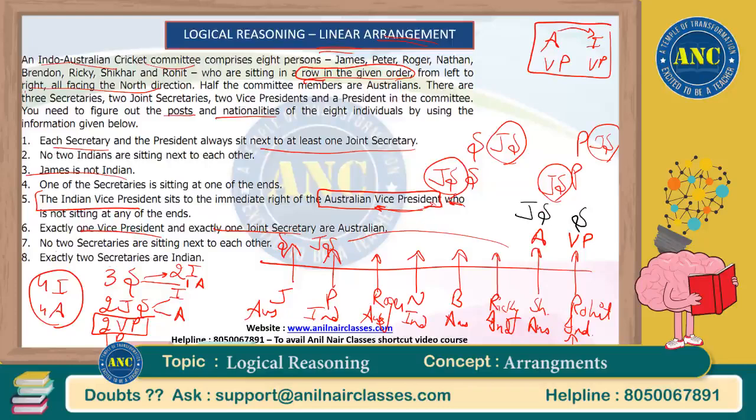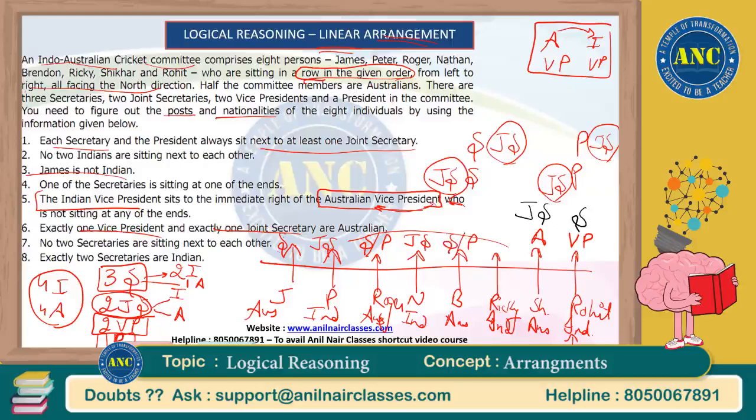As it is mentioned that there are three secretaries and one president, and they should have a joint secretary adjacent to them. Okay, but there are only two joint secretaries. One has already taken place here, so this place should be filled by either a secretary or a president, right? Similarly, we can say that this guy should be a joint secretary and this guy should be a secretary or a president.